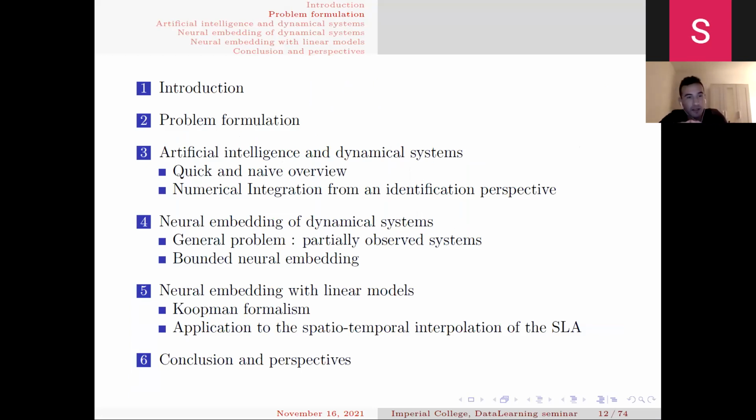Okay, so in the first part of the technical part of this talk, I will mainly introduce, extremely quickly, how to do learning of dynamical systems, and I will talk a little bit about numerical integration from an identification perspective.